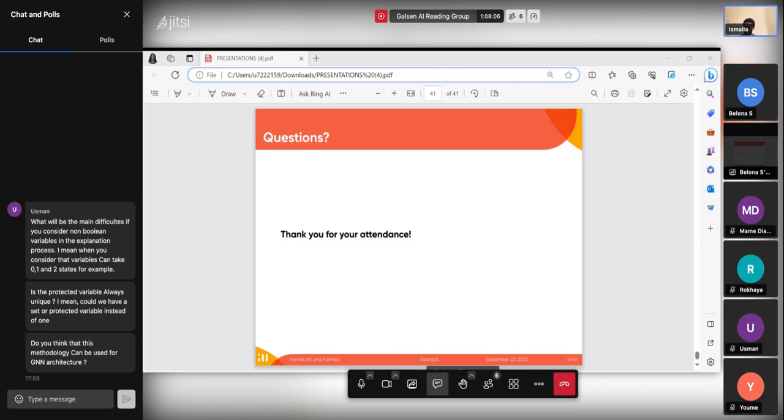And the third question, still from Usman: do you think this methodology can be used for GNN architecture? I am not sure about that because I didn't look at it. But what I can tell you is that if your question is, can we use this method for non-structured data such as images? Yes, we can use it on images. It's what I'm using right now in my image data set. But GNN, I'm not sure. I didn't check it, so I can't say.